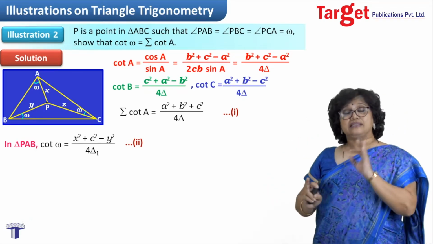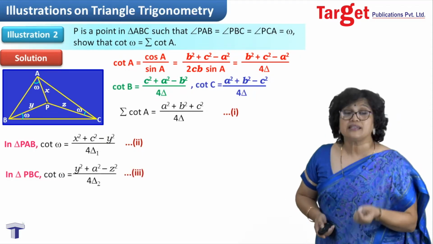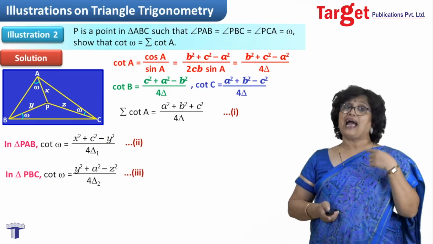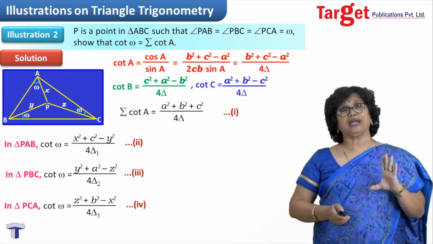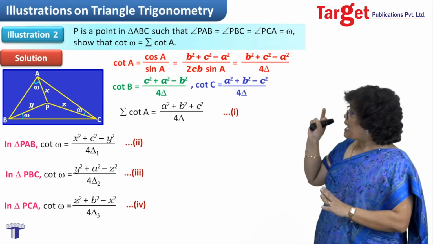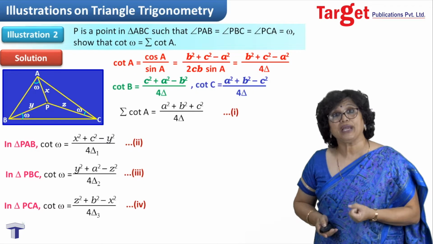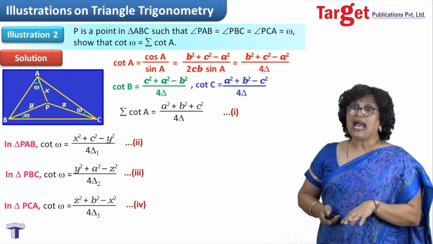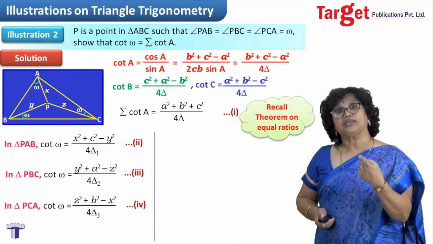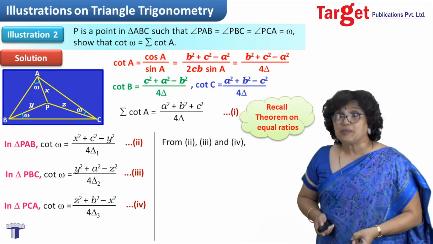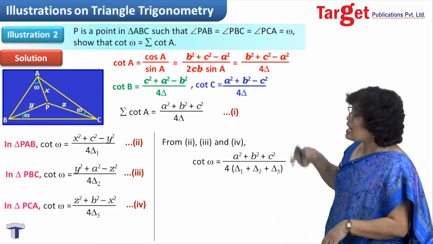Exactly on similar lines, I write now cot omega from triangle PAB. Now similar exercise I do for triangle PBC and triangle PCA also. And I write 2 more expressions for cot omega. So basically, what I have written in equations 2, 3 and 4, expressions for cot omega, those 3 are equal. And also, does the theorem on equal ratios tell you further anything? It tells me that I can also write cot omega equal to, and I add all of them.